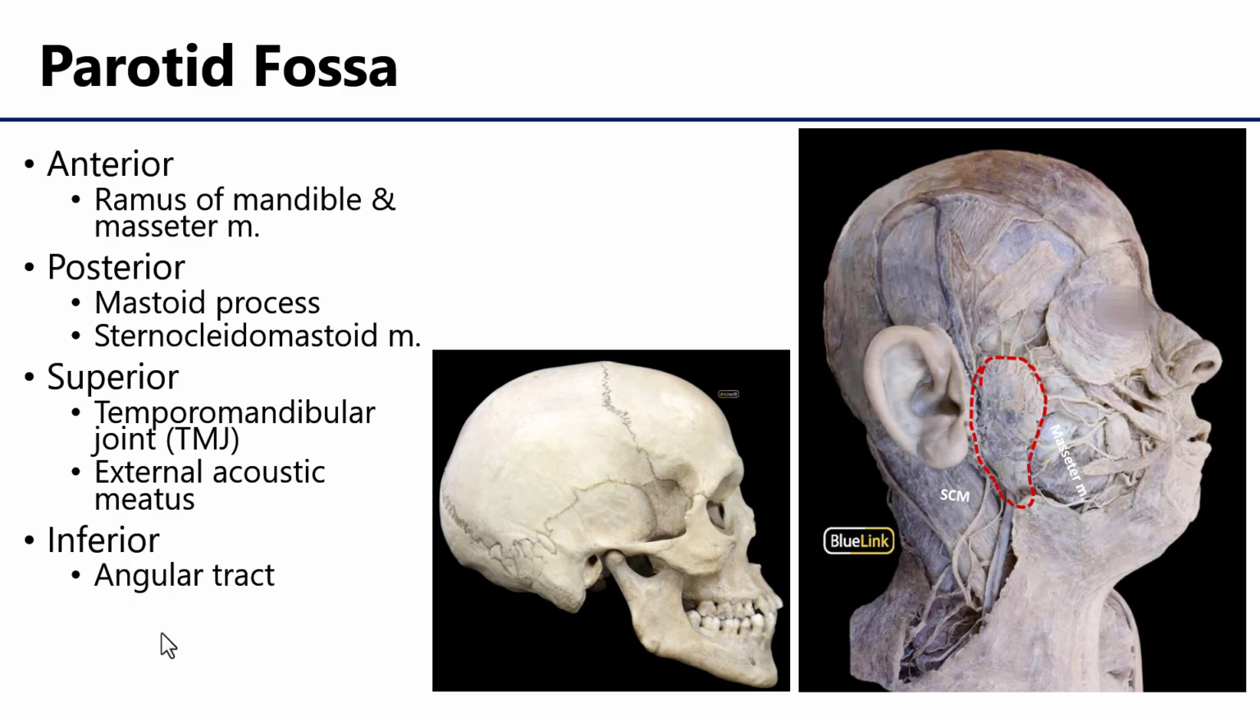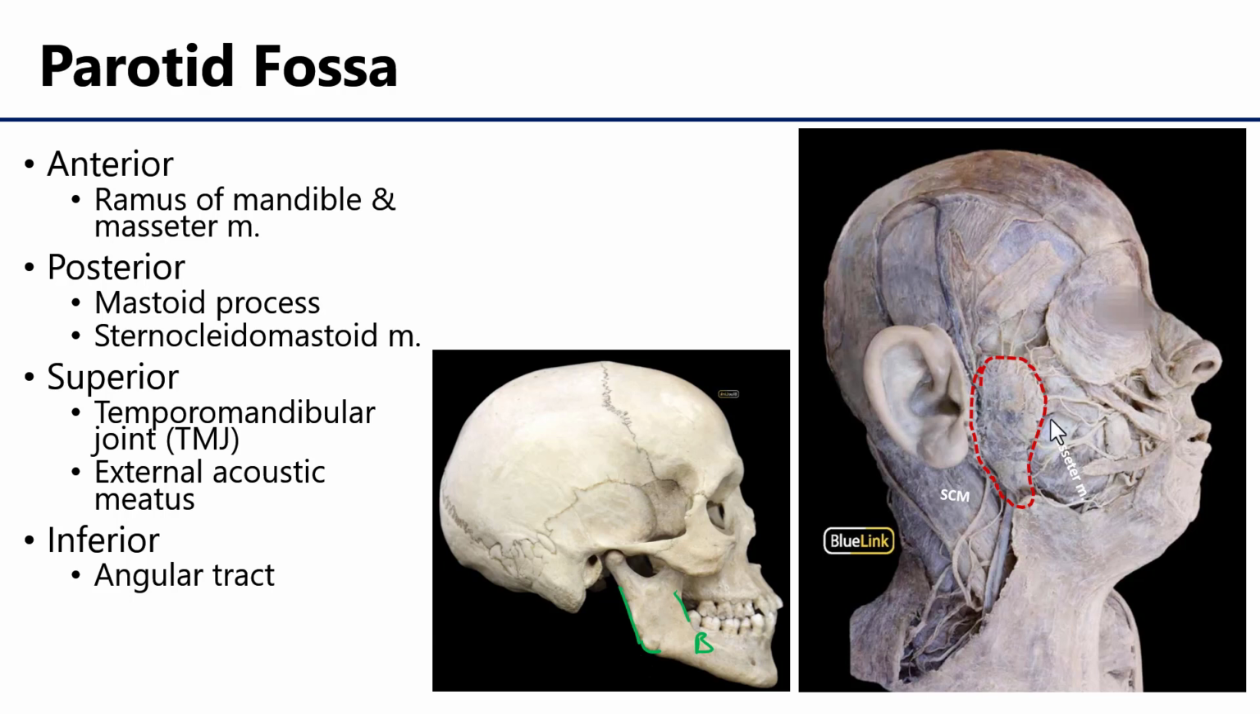So let's take a look at the parotid gland, the star of this video in particular, which is found within the parotid fossa. So let's look at those boundaries. So anteriorly, we have the ramus of the mandible. So this is the ramus of the mandible. The ramus meets the body at the angle of the mandible.